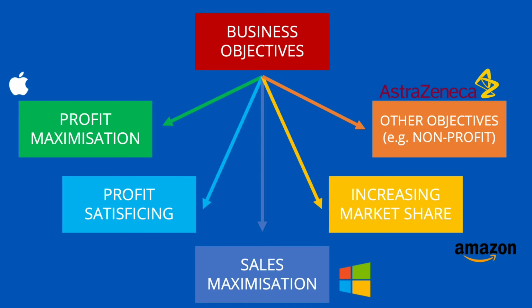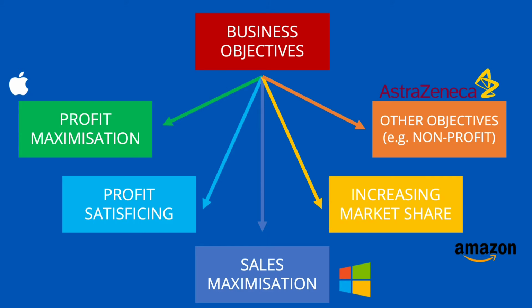There are many business objectives different firms may choose to follow. I've listed 4 here: profit maximization, profit satisficing, sales maximization, and increasing market share. There are many more business objectives I haven't covered in as much detail, such as non-profit motives and revenue maximization.